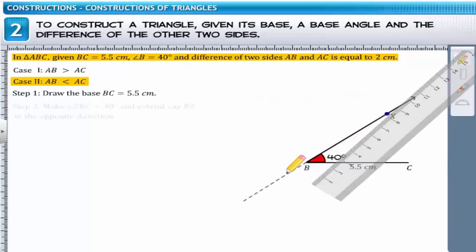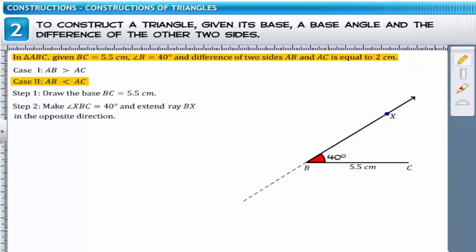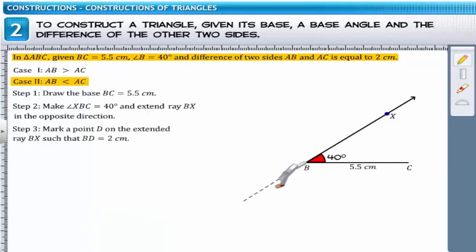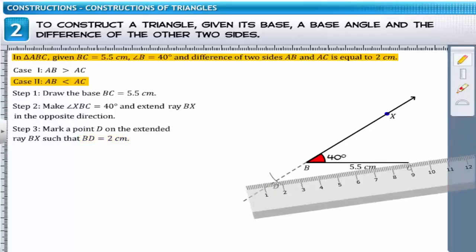Extend ray BX in the opposite direction. Mark an arc with a radius of 2 centimeters on the extended ray BX at a point D. BD is equal to the difference of the given sides.